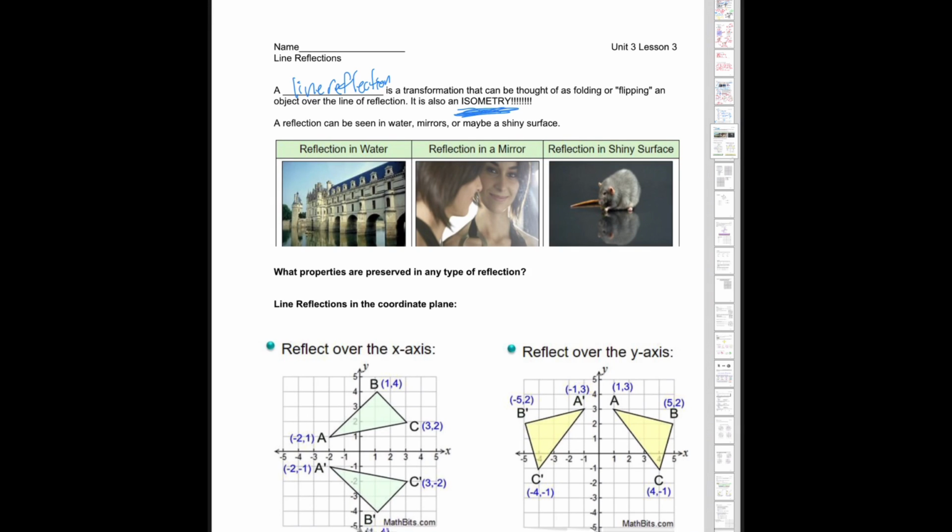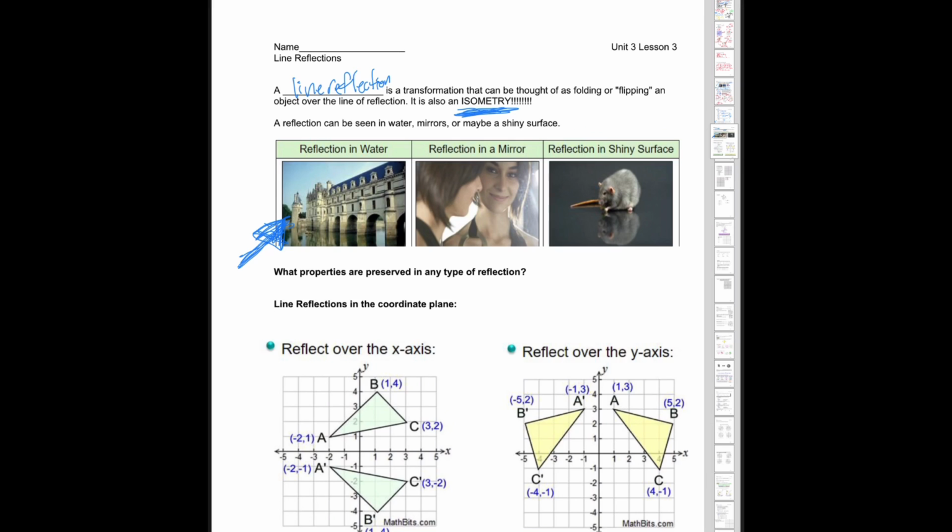And once again, we keep hearing this word isometry. Isometry and rigid motion are interchangeable words. They are synonyms. So a reflection can be seen in water, mirrors, or maybe even a shiny surface. We've seen these in our everyday lives, but never have actually looked at them in the coordinate plane.